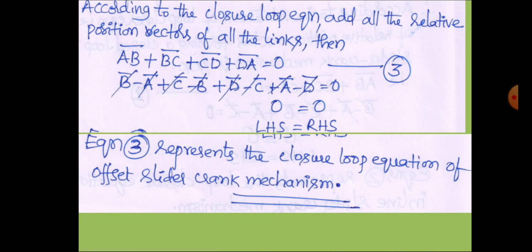Offset means the base pivot point of the crank and the slider are separated by a distance E, which is called eccentricity. If the base pivot point and slider both are on the same line, that is the inline slider crank mechanism.